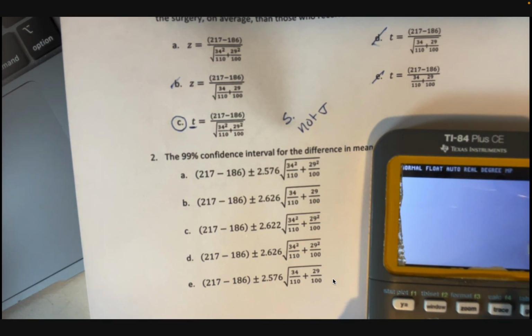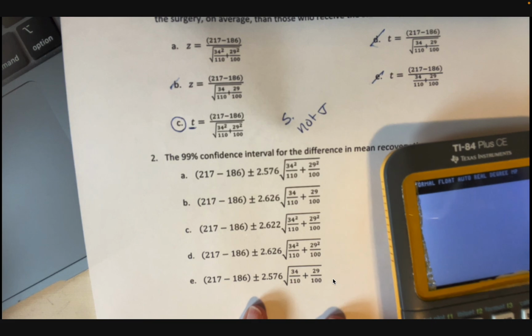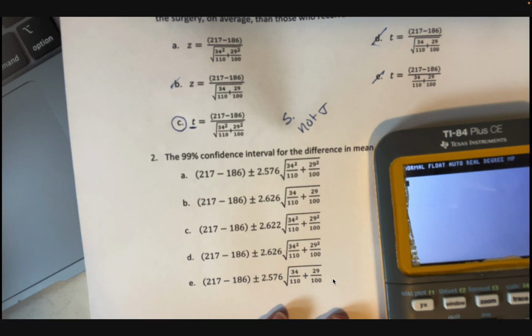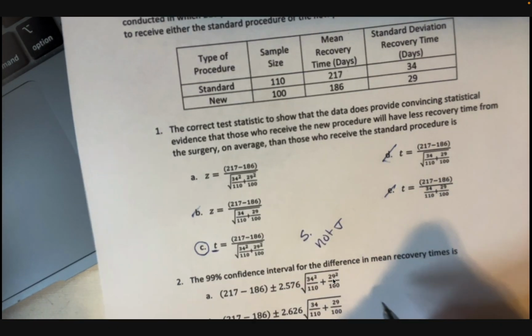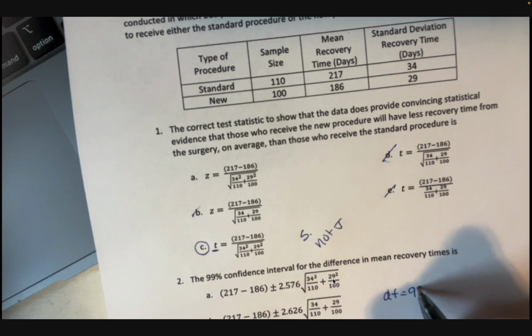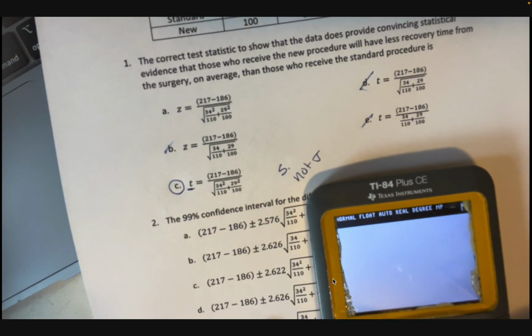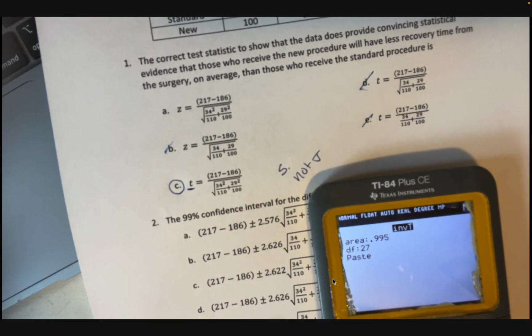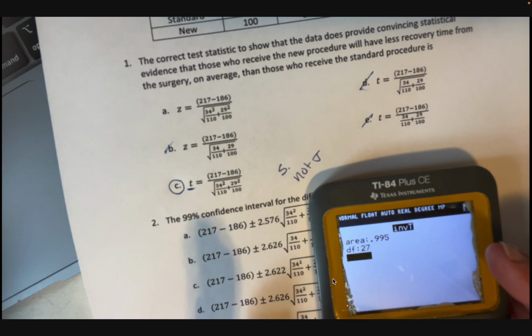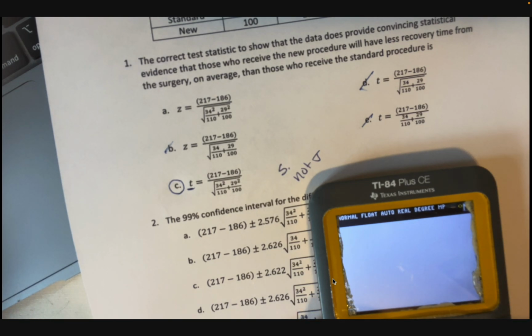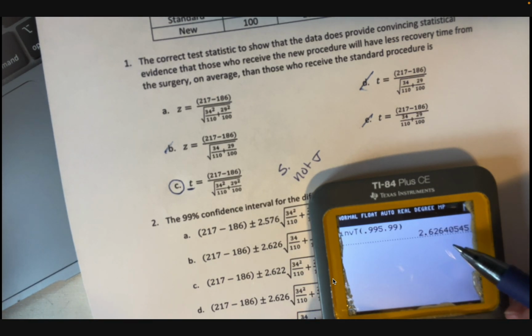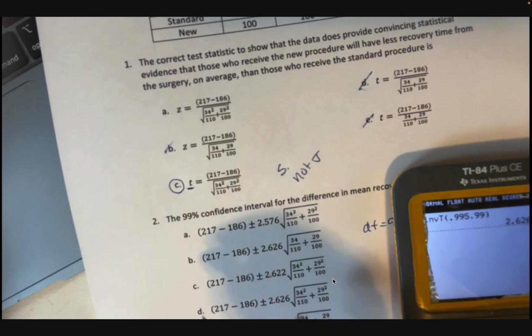If you look up above, you have two sample sizes. You have 110 minus 1, which would be 109 as one degree of freedom. The other one is 100 minus 1, so it would be 99. So you always use the smaller one. So we would say degrees of freedom are 99. Then I would take my inverse t. You could use 0.995 because that would be the upper one. Remember, this is always area to the left. The degrees of freedom we just said were 99. I hit paste. I get that number right there. So 2.62.